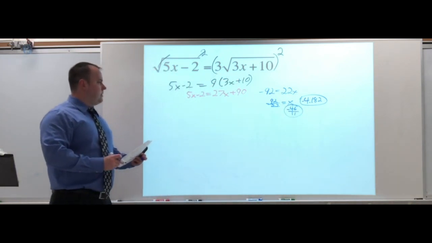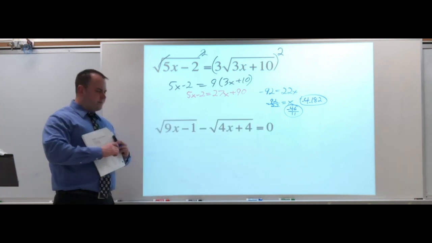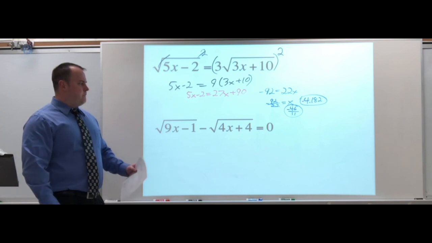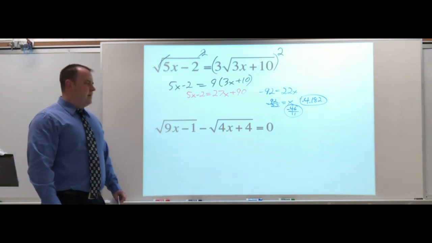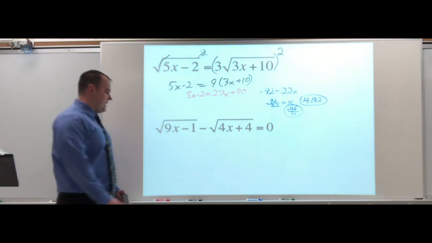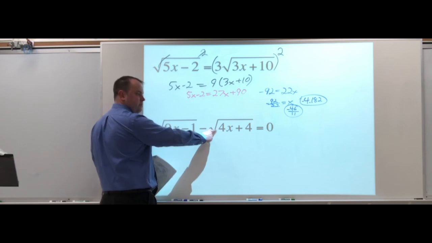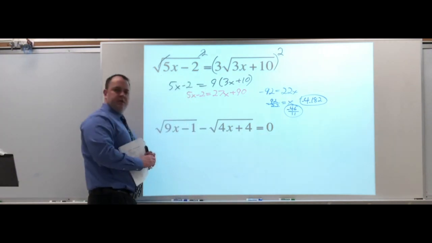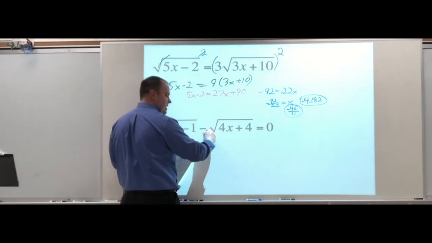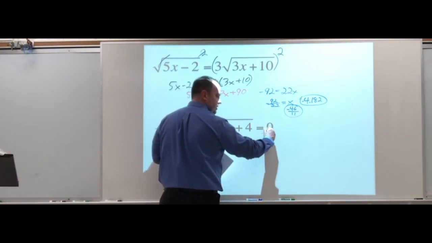Okay? So there's that first example. Now this one, same concept, but both radicals are on the same side. And you can't just add what's underneath the radical. You can't just add the radicand. So what I'm going to do, I'm going to bring this square root of 4x plus 4 over to the other side. And that's just doing basic math of whatever you do to one side, you have to do to the other.